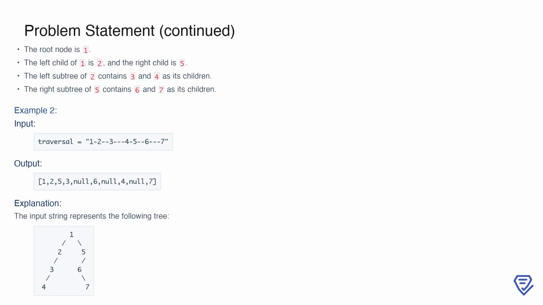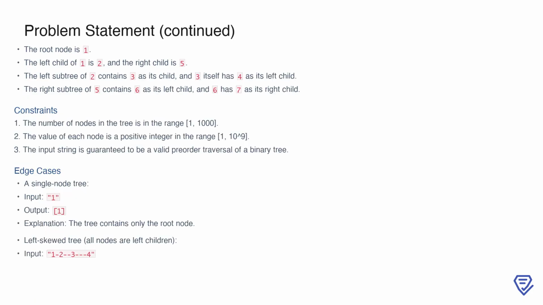In this example, the root node of the tree is 1. Node 2 is the left child of 1, and node 5 is the right child. The left subtree of node 2 contains 2 children, node 3 is the left child and node 4 is the right child. Similarly, the right subtree of node 5 contains node 6 as the left child and node 7 as the right child. This example illustrates how the input string, with its dash-based depth encoding, maps to the binary tree structure. Now let's consider another example.